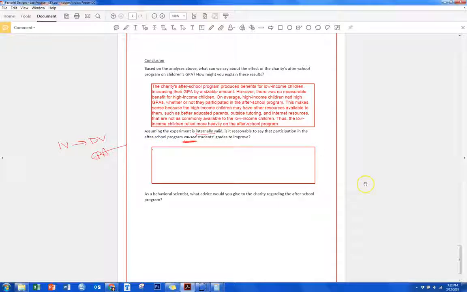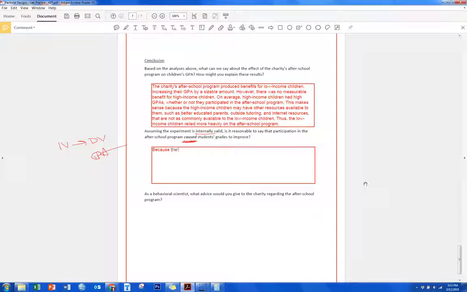So oftentimes we drill into students' heads, correlation does not equal causation. Correlation does not imply causation, and so on and so forth. So everyone is nervous to say that something caused it. But an experiment, that's the whole point of an experiment, is to be able to make a causal inference.